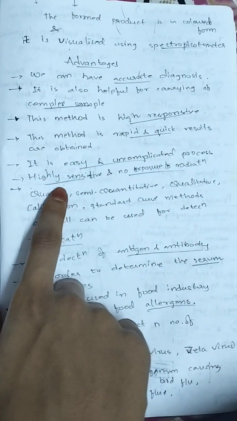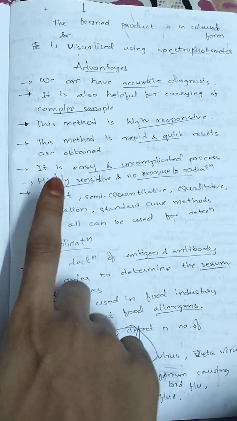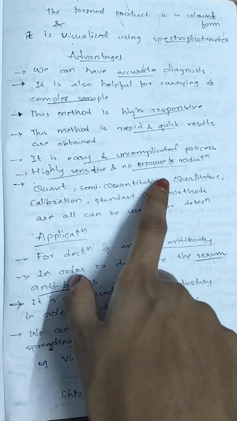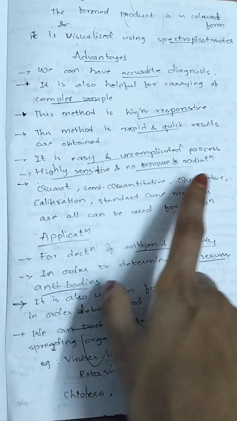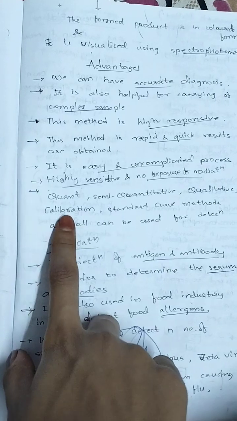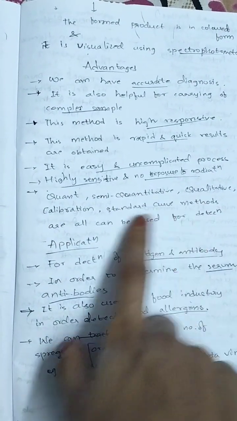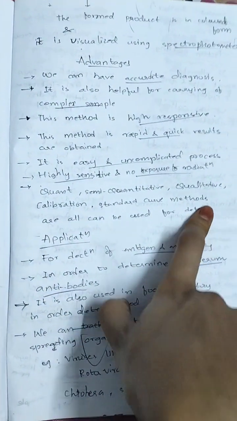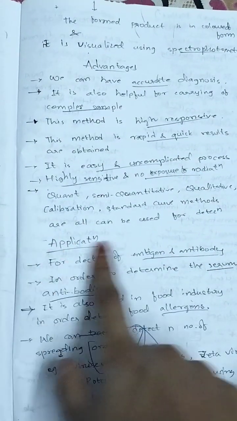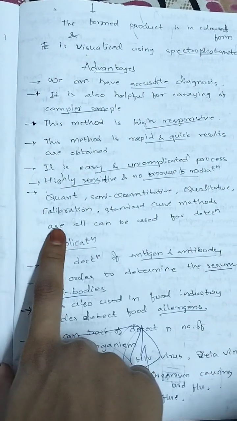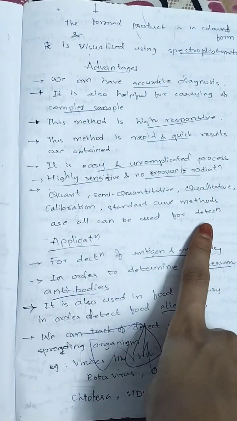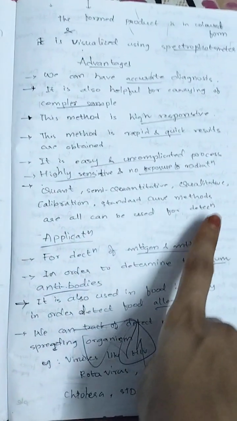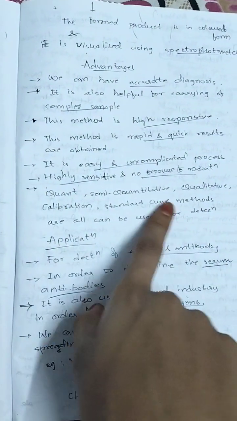The process is easy and uncomplicated, highly sensitive, and there is no exposure to radiation. Quantitative, semi-quantitative, qualitative, calibration, and standard curve methods can all be used for the detection of proteins. So these are the advantages.